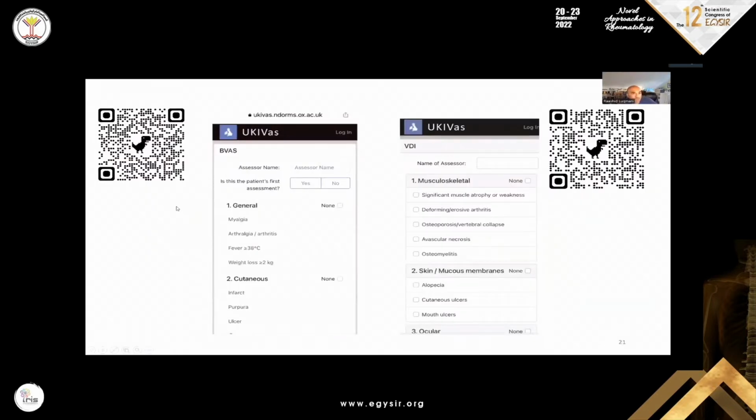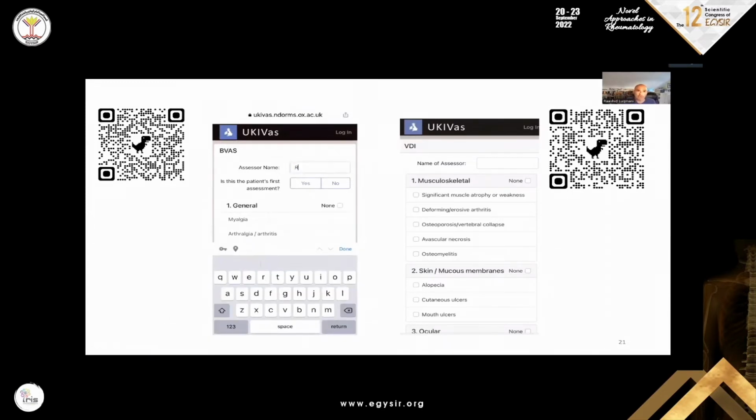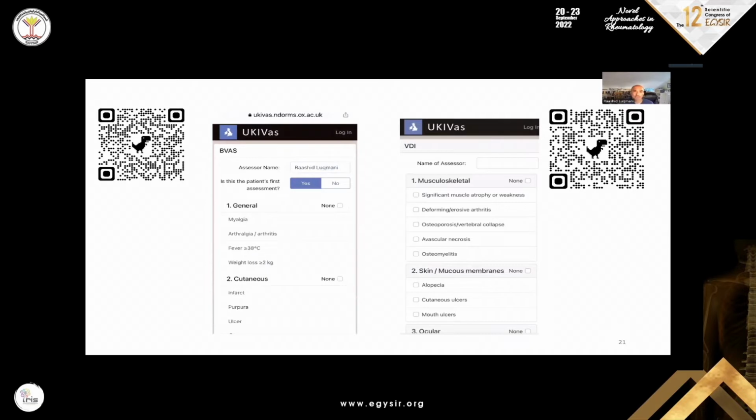Now, things have moved on a little bit. We now have apps for these things, and this is the QR code which your mobile phone camera could be pointed at to get you to our website. And this is on my mobile phone. I recorded this earlier, where I'm going to use my mobile phone to record the disease activity and calculate the BVAS for a patient with vasculitis.